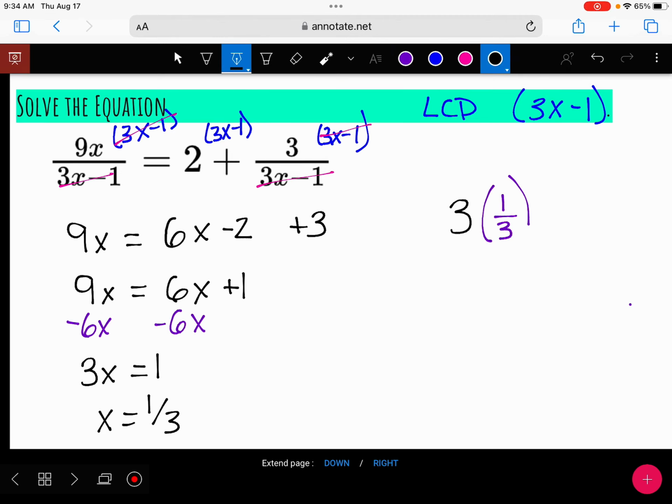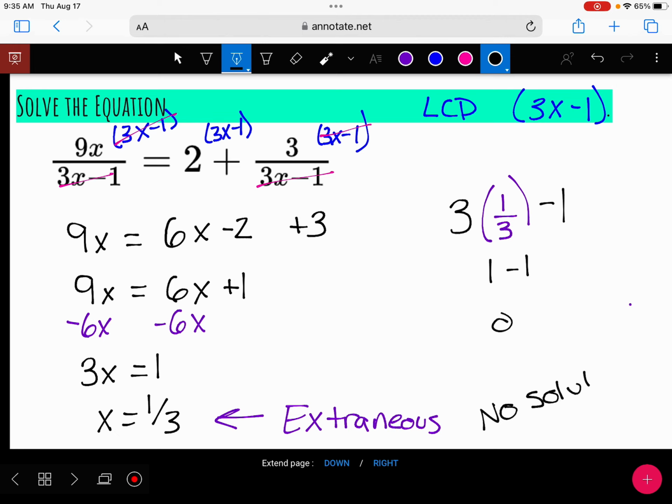I heard somebody say it. That's so extra. They made us do all that work. So it's extraneous. Since we don't have any other options, what's our solution here? No solution. There's no valid solution. They made us do all this work and we didn't even get a valid answer.